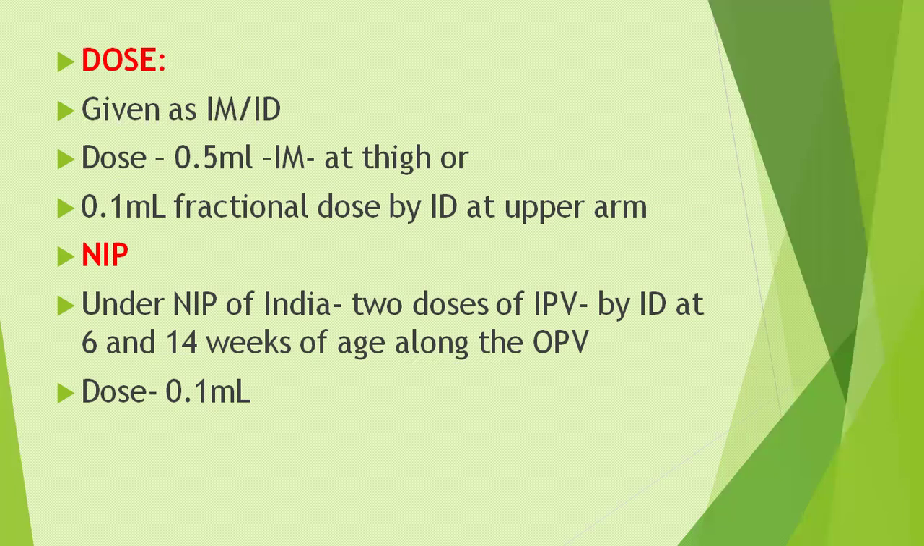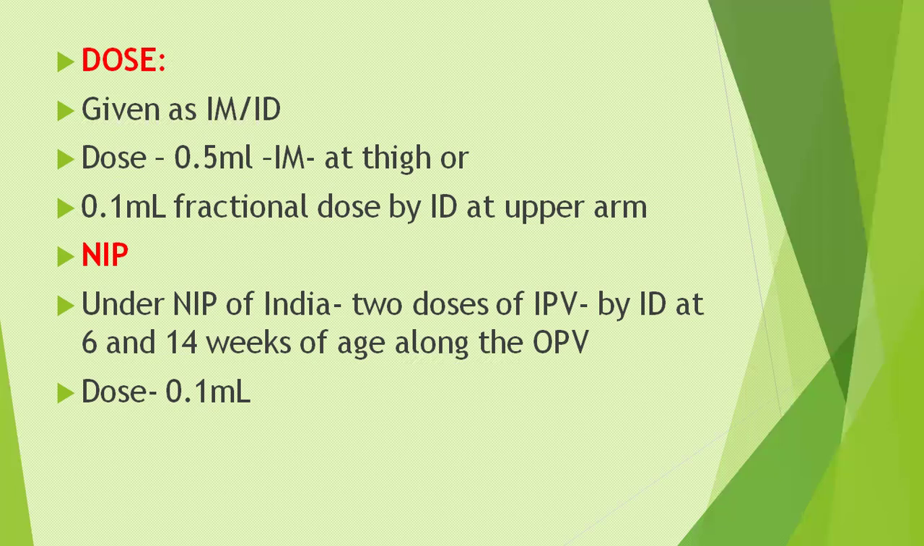Why have they made this change? Because if we give the intradermal injection at the age of 6 weeks and 14 weeks, it has been shown to provide a higher seroconversion rate than the single full intramuscular dose given at 14 weeks. And not only that, there is cost saving, because 0.2 ml in total for 2 doses of FIPV is given. If we give intramuscular, we have to give 0.5 ml.